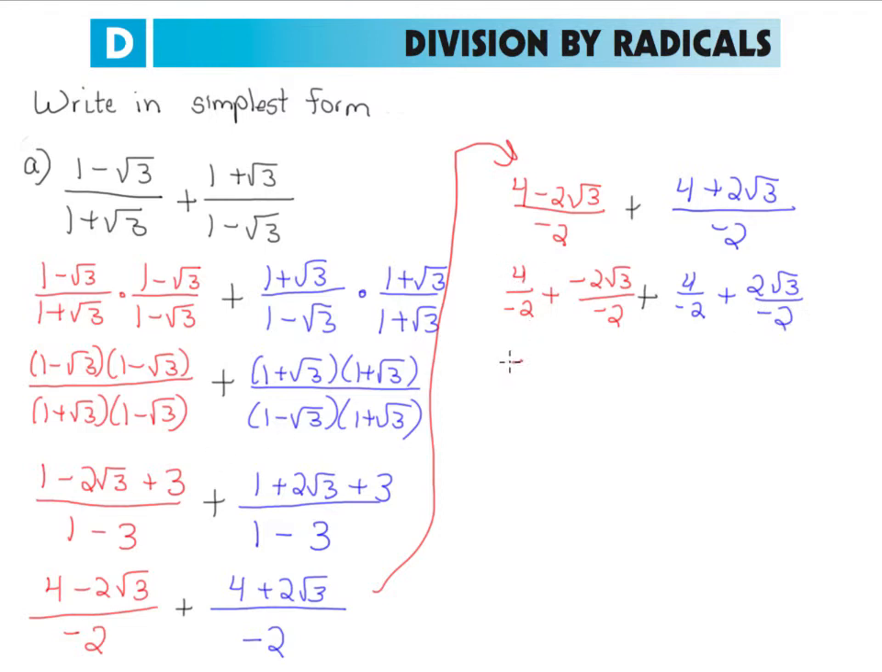So that gives me a negative 2 plus square root of 3 minus 2 minus square root of 3. Combining like terms, a negative 2 plus a negative 2 equals negative 4, and the square root of 3 minus square root of 3 cancels out, so our final answer is simply negative 4.